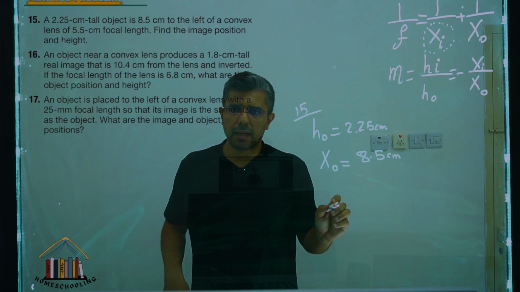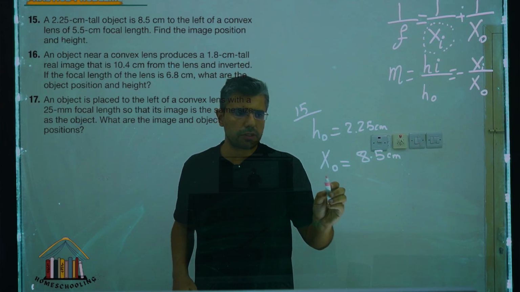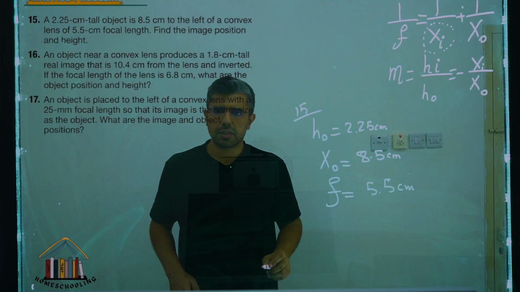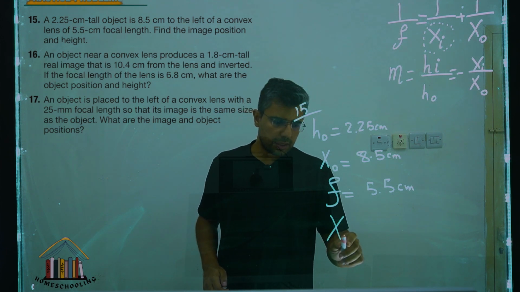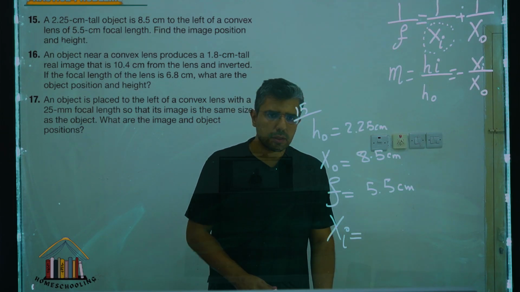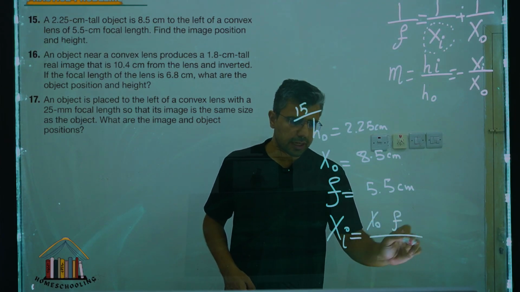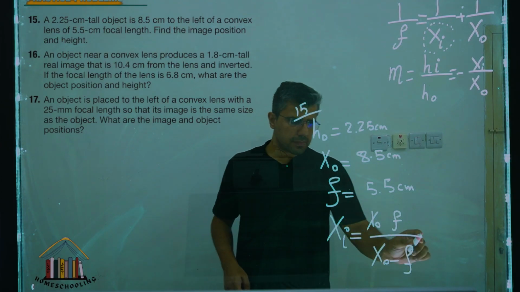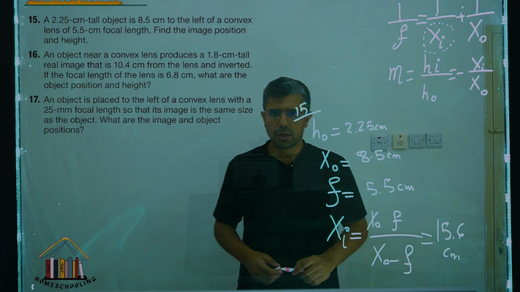To the left of a convex lens of 5.5 focal point. So F, the focal point, is 5.5 centimeters. Find the image position. So the image position, XI, is what we need to calculate here. It will be equal to XO multiplied by F, if you arrange the equation, over XO minus F. You do the replacement and you get 15.6 centimeter.